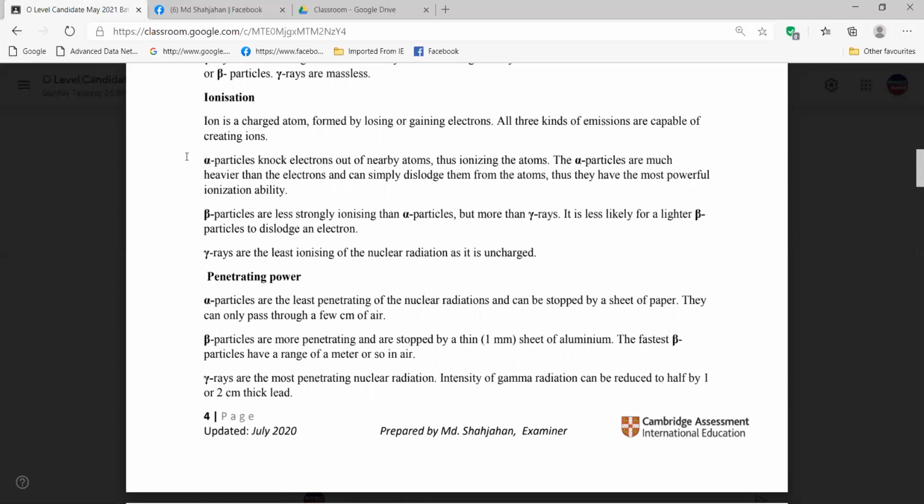So what does this sentence mean? The fastest beta particles have a range of a meter or so in air. That means if it is only air, it can go for a meter. That means 100 centimeters it can go, and then it will stop. Why? Because they have ionizing power.